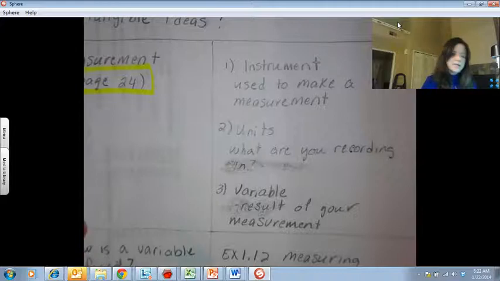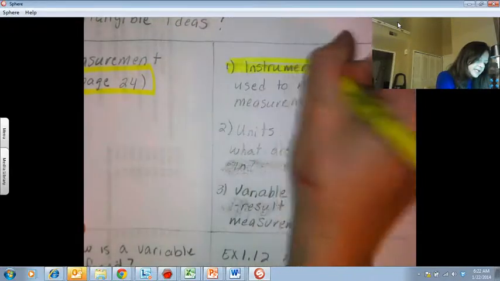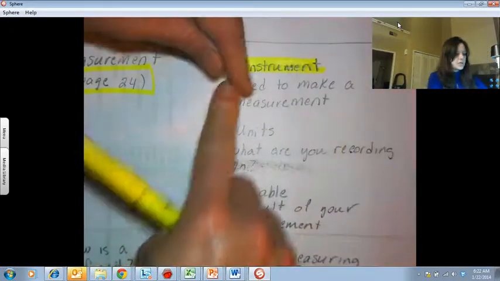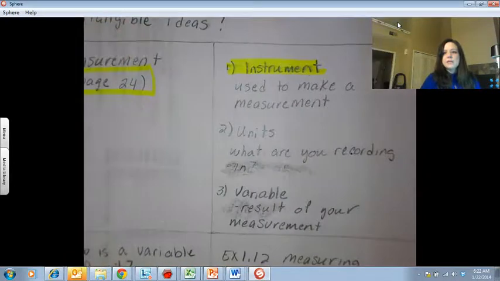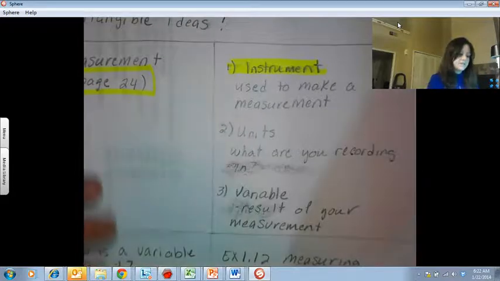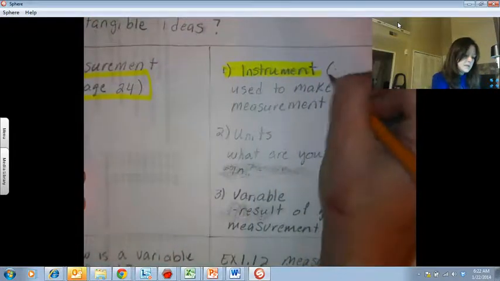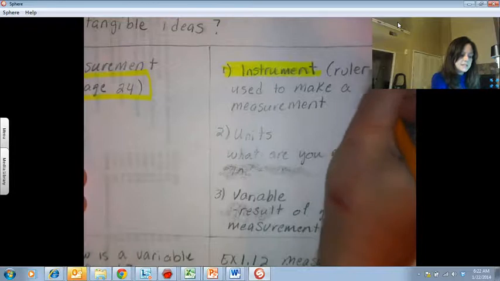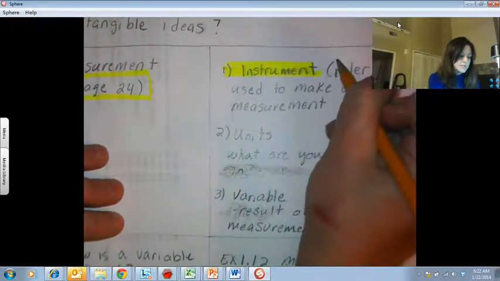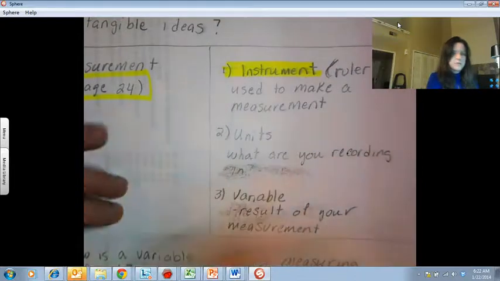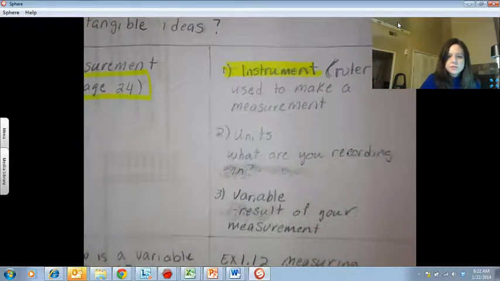So one, the instrument used to make a measurement. So this is pretty easy. If I were going to measure the paper from top to bottom, the instrument I would use would be a ruler, right? A ruler. That's fairly easy. It does get a little more complicated. We'll see with what we do today when we're talking about some surveys and stuff. But for right now, if we're going to measure our paper, we can use a ruler.